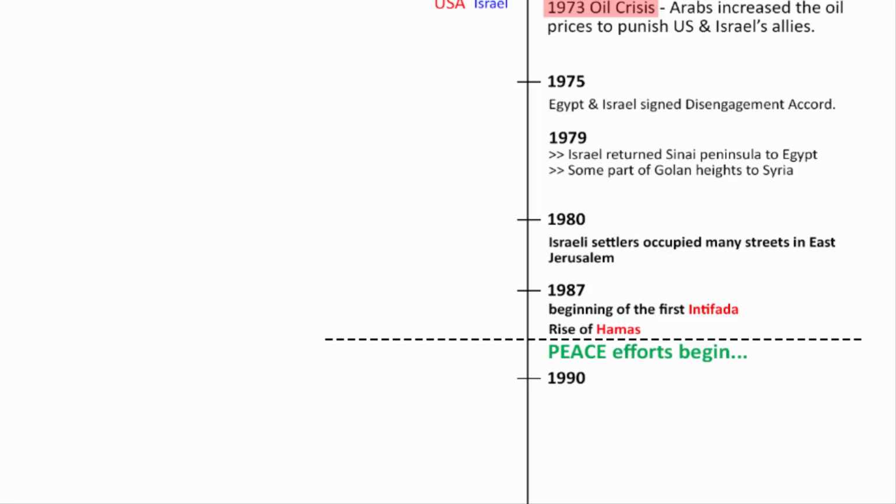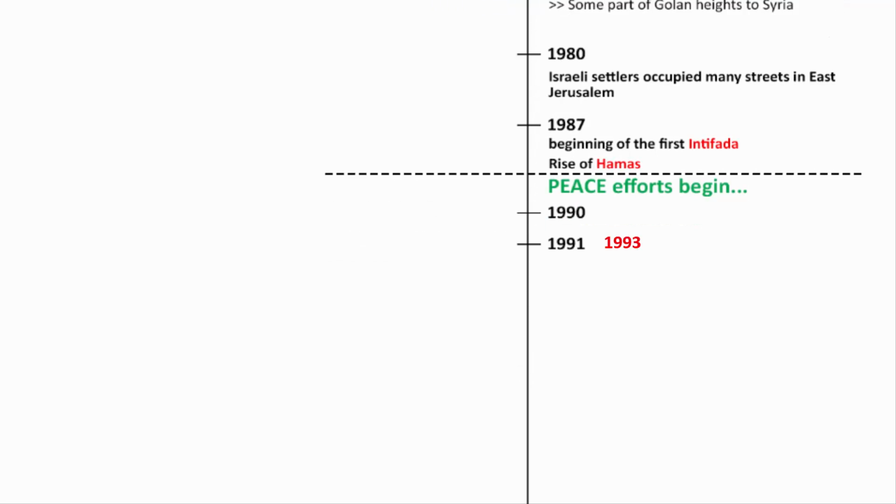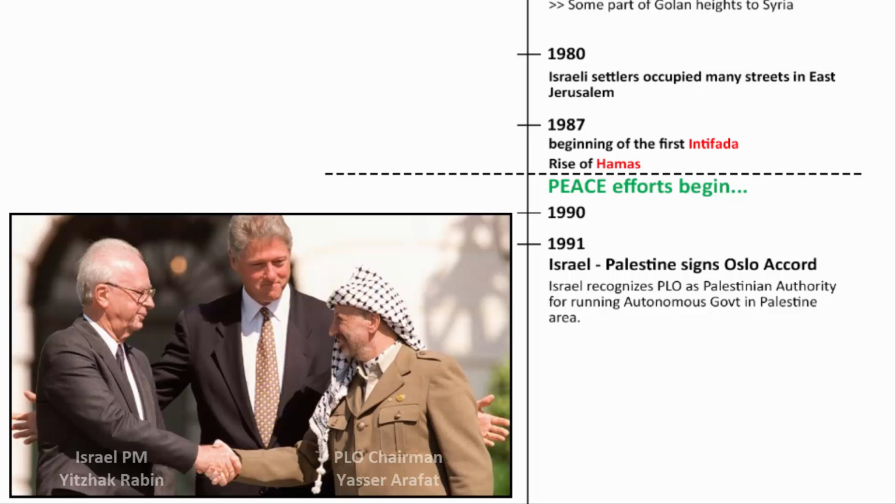Then from the early 90s, peace efforts between Palestine and Israel began. In 1993, a peace agreement was signed between Israel and Palestine, which is also called the Oslo Accord. As per this agreement, there was a mutual recognition between the Israeli government and the PLO. Israel actually acknowledged the PLO as a Palestinian authority who will be running limited self-governance in the city of Jericho in the West Bank and a few parts of the Gaza Strip.